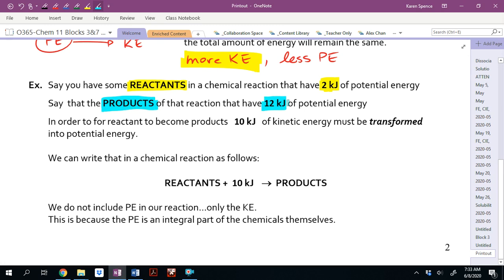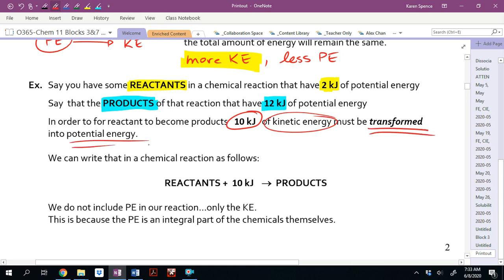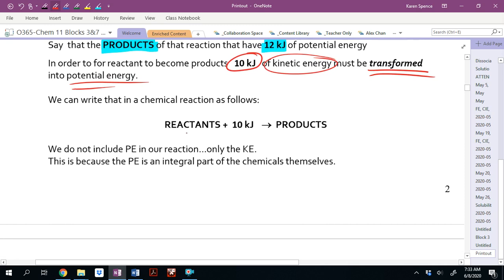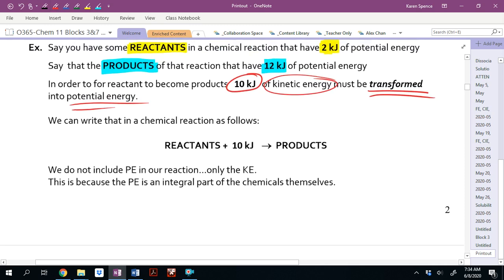Well, in order to go from reactants to products, the products have more potential energy, so that energy must have come from somewhere. What had to happen is we had to take 10 kilojoules of kinetic energy and transform it into potential energy. And we write it like this. We write reactants, which had 2 kilojoules, and then we say plus 10 kilojoules. When we write an energy term in a reaction, that's always the kinetic energy term.